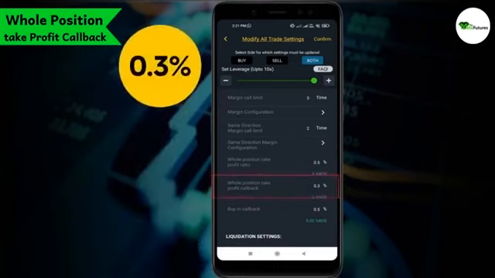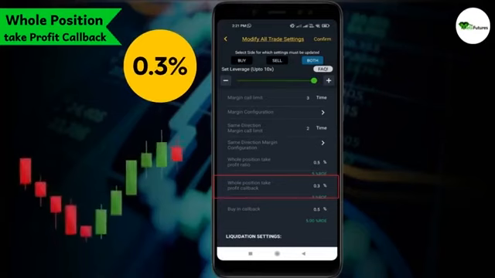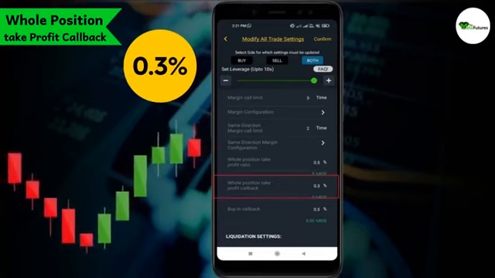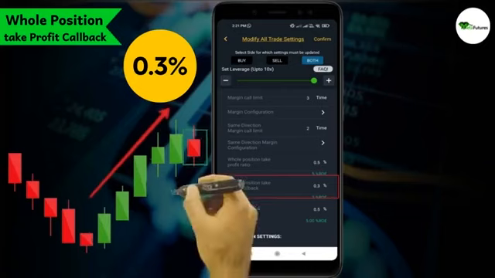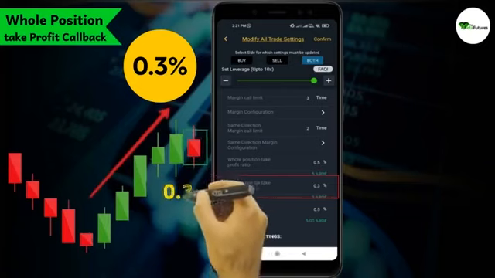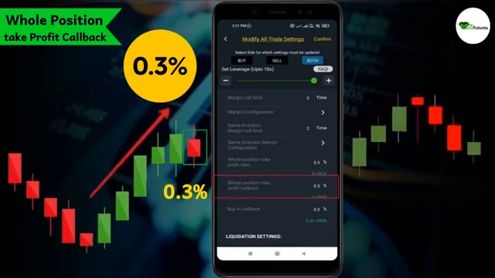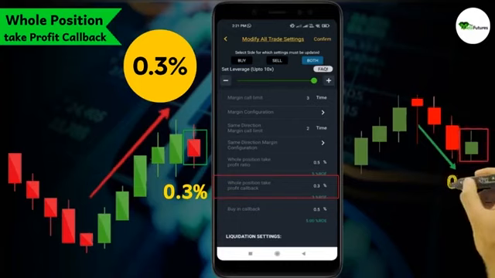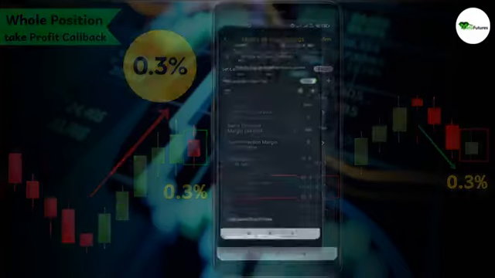I have entered a 0.3% value in the whole position take profit callback. Let's talk about the case in which the trade is going up. When the trade goes down by 0.3% then the bot will close the trade after extracting profit. Same in the other case where the trade is going down. When the trade goes up by 0.3% then the bot will close the trade after extracting profit.